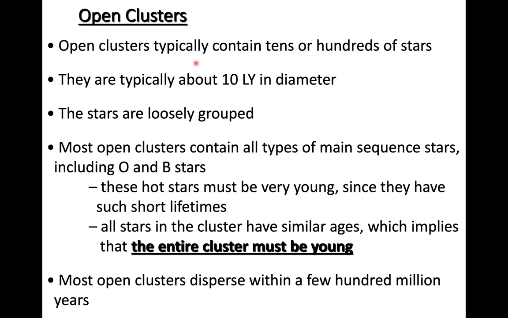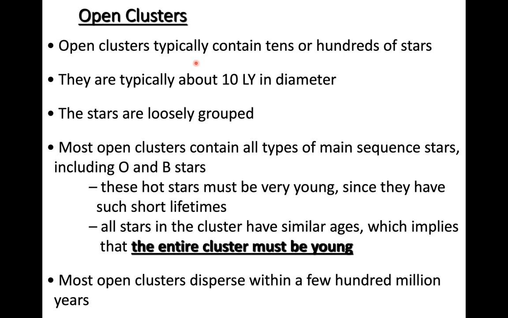Right, now let's look at the properties of these two types of star clusters. You already saw some of the properties from the table. For the open clusters, they typically contain tens or hundreds of stars, right? Normally they have tens to hundreds of stars, and they are about 10 light years in diameter. It can go up to 30 light years, as you saw in this table. And they are loosely grouped, which means they are not very tightly bound to each other. These stars are somewhat loosely grouped.